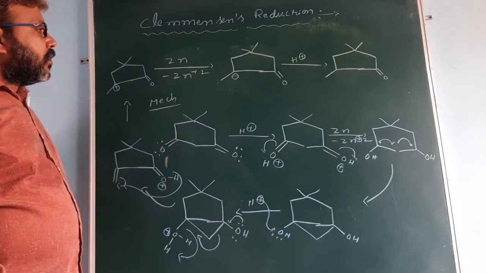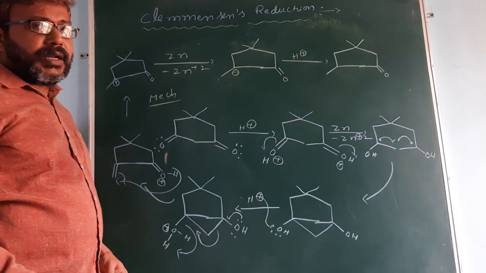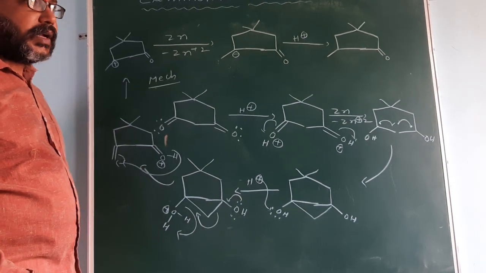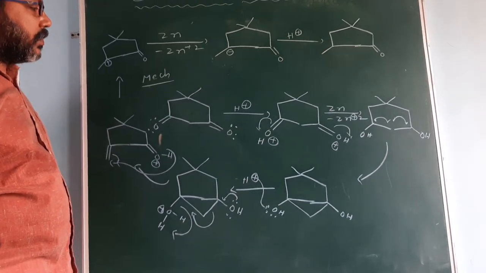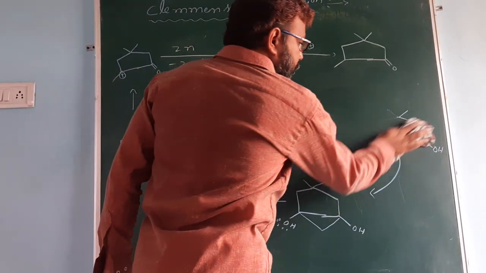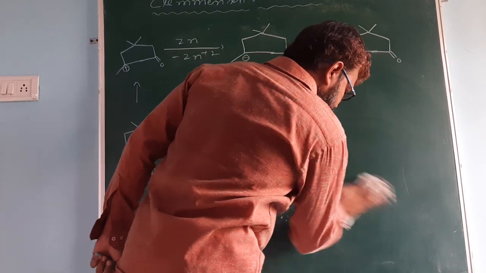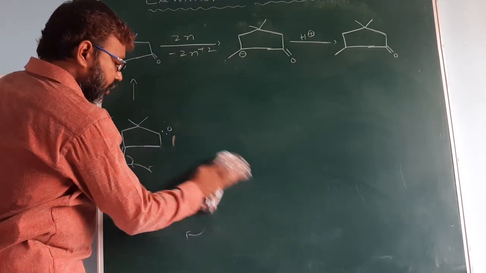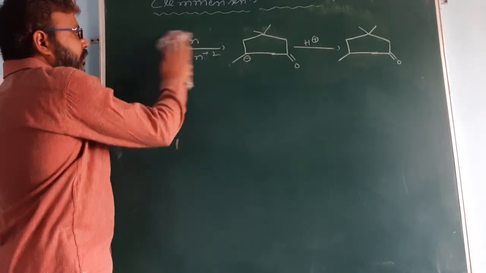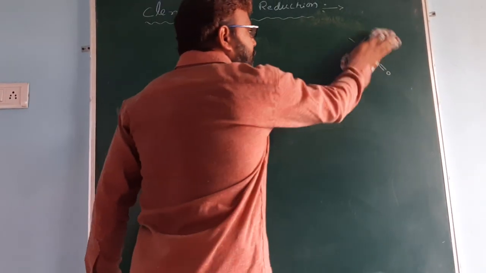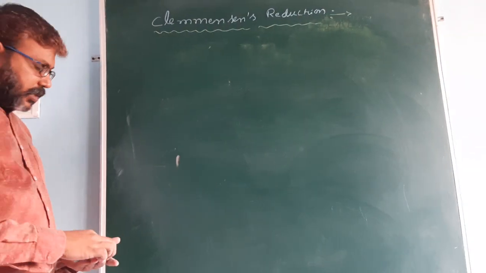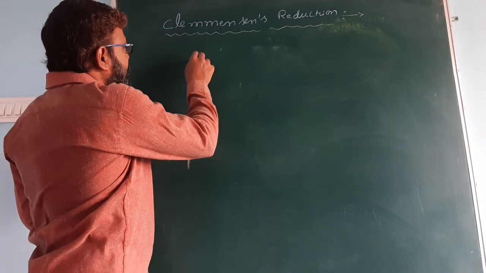So 1,3 diketones undergo Clemmensen reduction, you get a rearranged product. Now you see, it is a ring contraction. Now in Clemmensen reduction, ring expansion is also possible. Now you see one example.